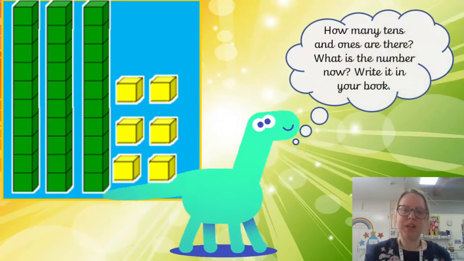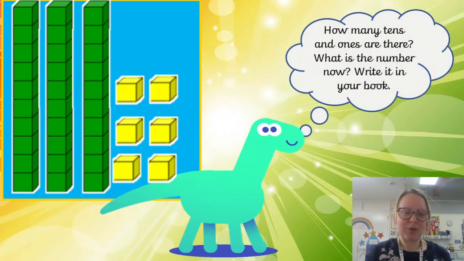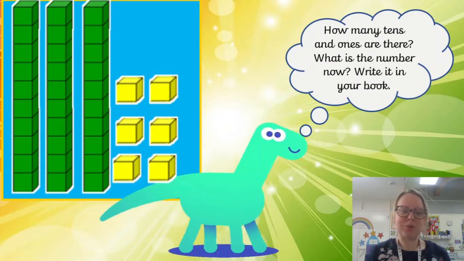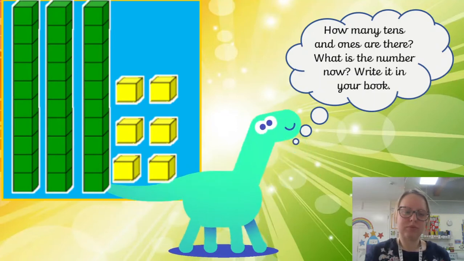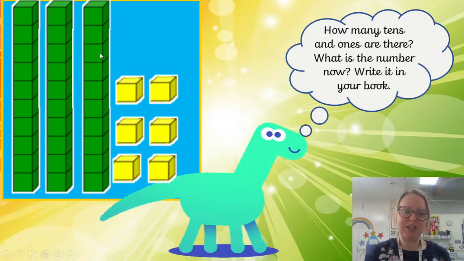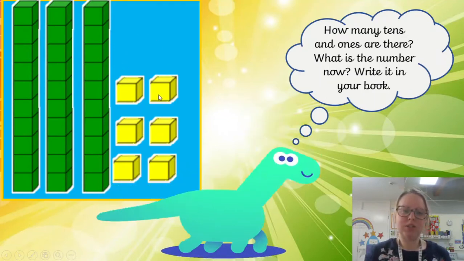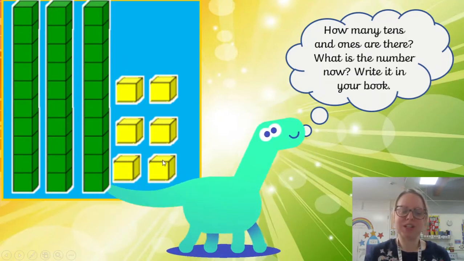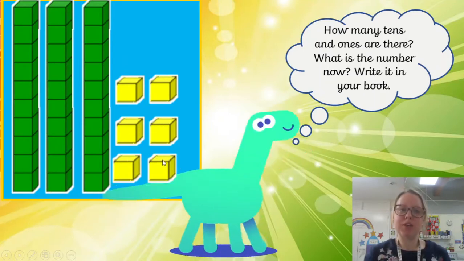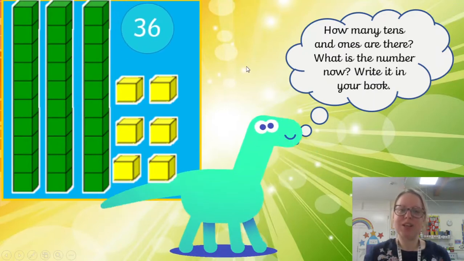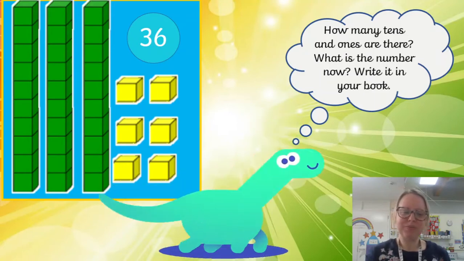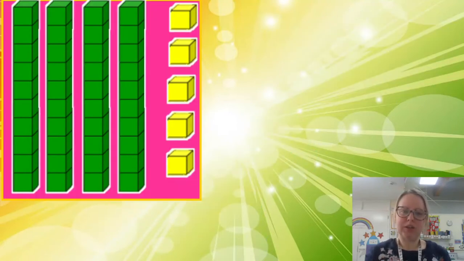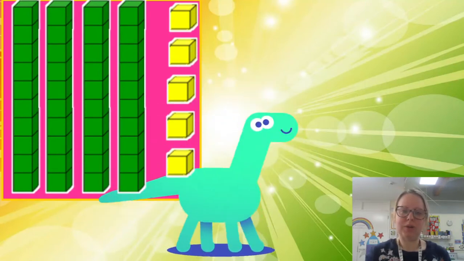Okay. How many tens and ones are there now? What is the number? Write it down in your book. So there are 3 tens and there are 1, 2, 3, 4, 5, 6 ones. 3 tens and 6 ones is number 36. Did you get that one right? Super job.